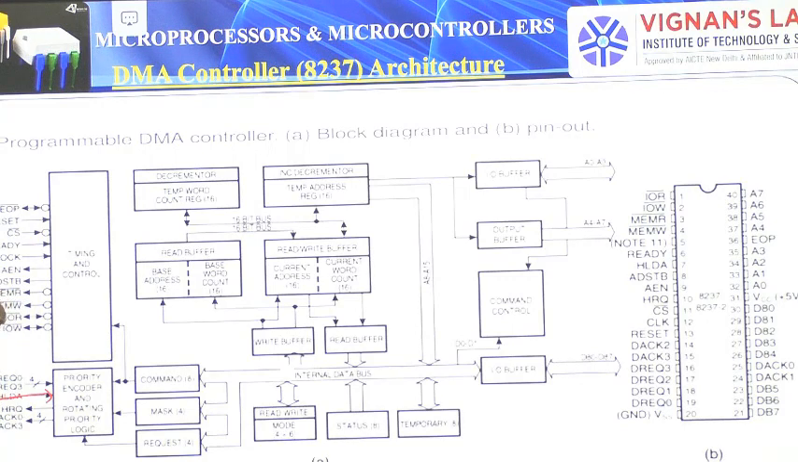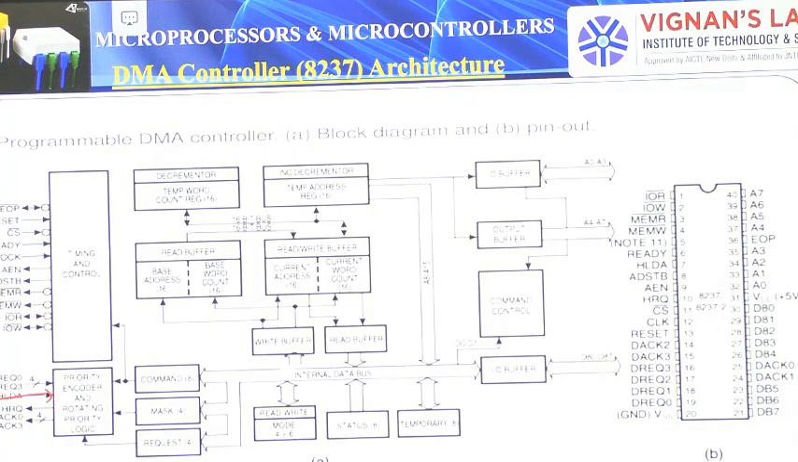Whenever it is 0, it accesses only the address. Whenever it is 1, the DMA controller accesses the address. Whenever it is 0, it will access the data from the memory locations. Then the clock and the ready pins: whenever ready is 1, then 8237 is ready to access the data.